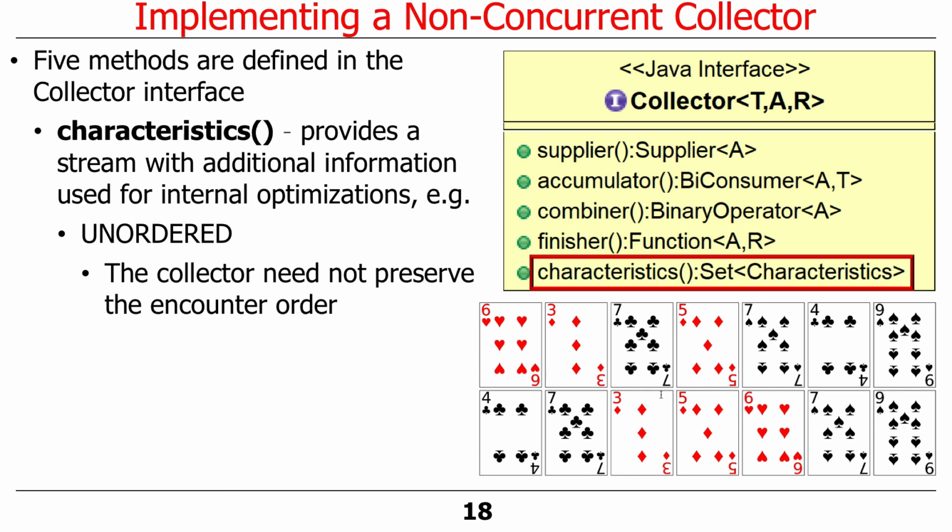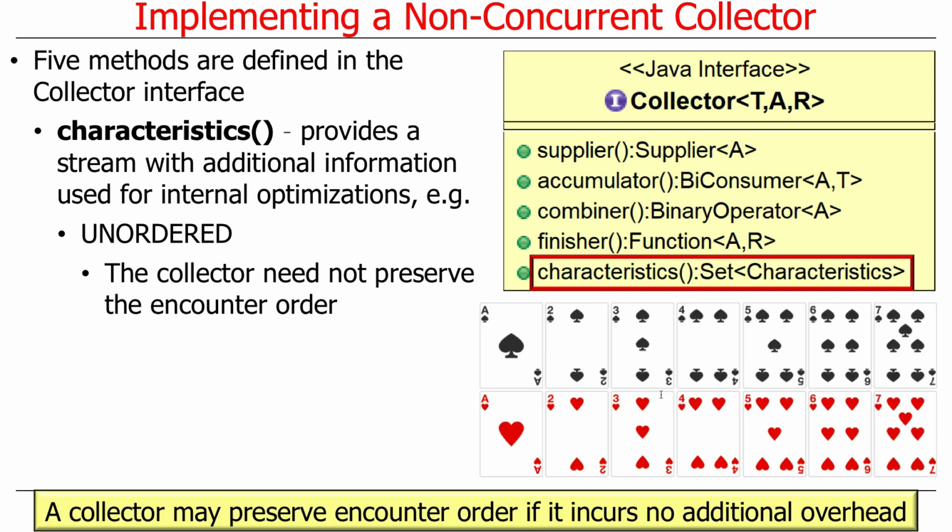Let's assume, for the sake of argument, that the original thing was ordered, like from low to high. If you have unordered, then it can give the results back in any order, as long as they're correct, as long as it doesn't drop things or duplicate them and stuff like that. A collector may preserve encounter order even if it's an unordered collector, if there's no additional overhead in keeping it in order. It doesn't hurt anything. So unordered just means let the system decide how to optimize.